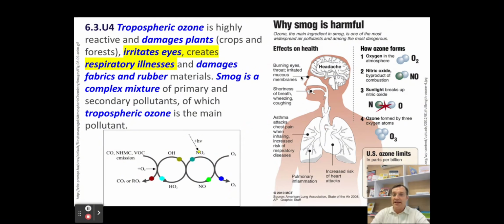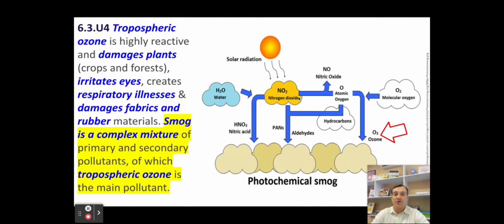So again, impacts of ozone: it irritates eyes and causes respiratory illnesses. You should know that it is a complex mixture of several different pollutants. You should always refer to ground level ozone as tropospheric ozone, or you can call it ground level ozone. You just need to make it clear when you're writing on your ESS exam that you distinguish ozone at the ground from ozone in the stratosphere, where the ozone layer is.